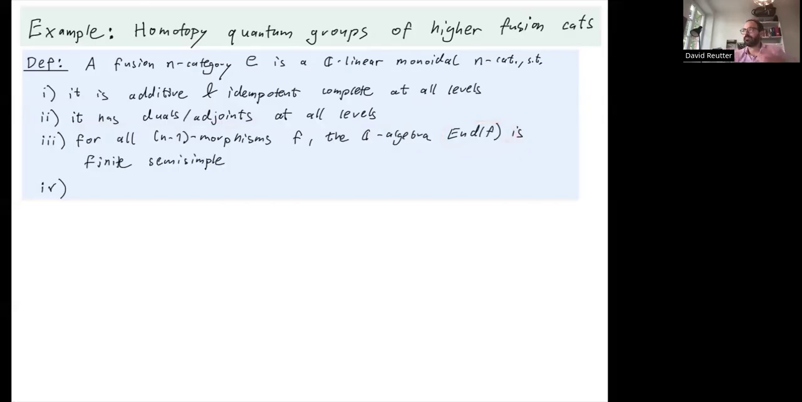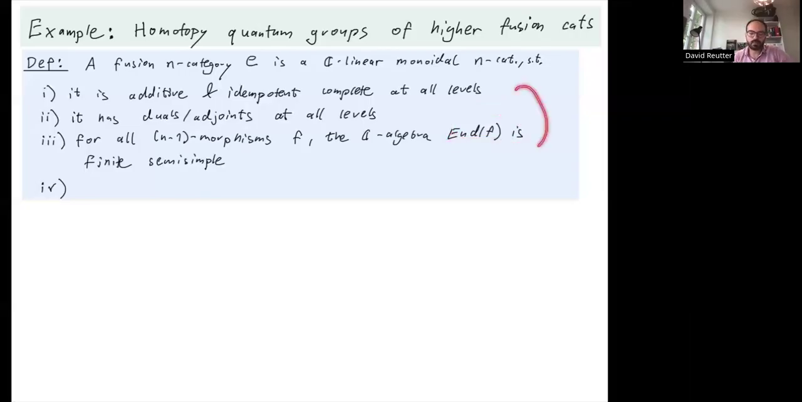If you think of it in higher string diagrams, an n-1 morphism is something which looks like a line defect that's thrown on some higher sheets of some form. And this algebra of endomorphisms is the algebra of point defects that live on that line. And these algebras you ask to be finite semi-simple. So that's your condition.